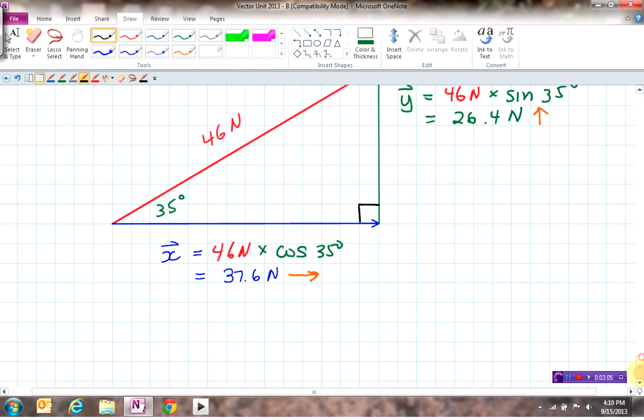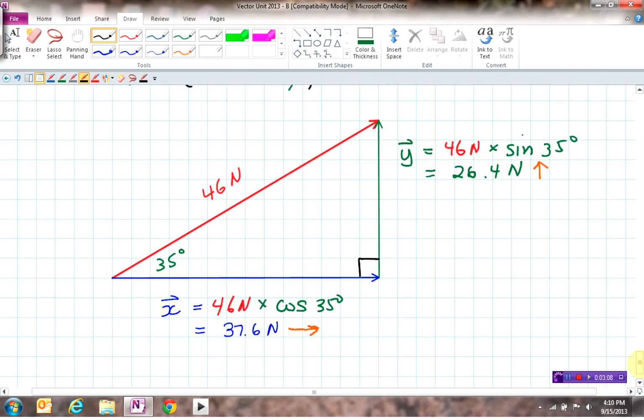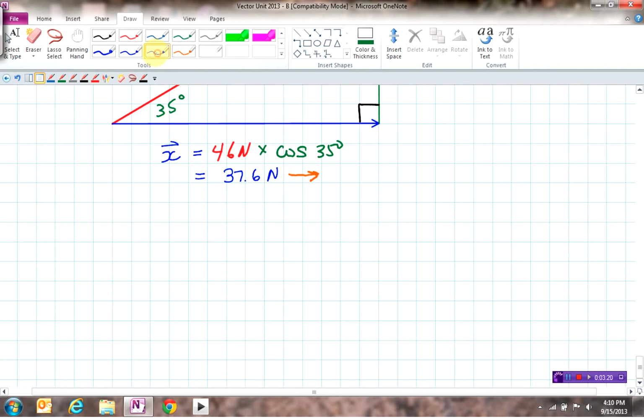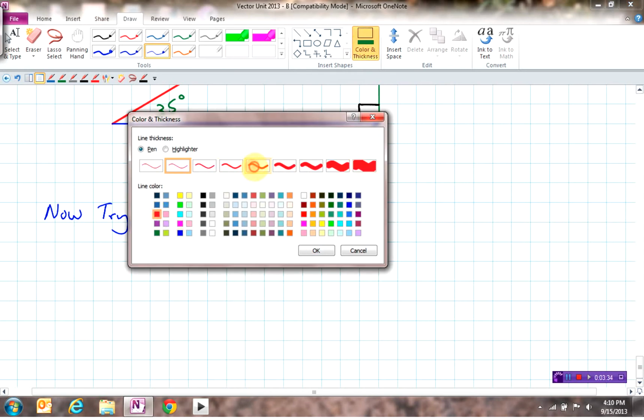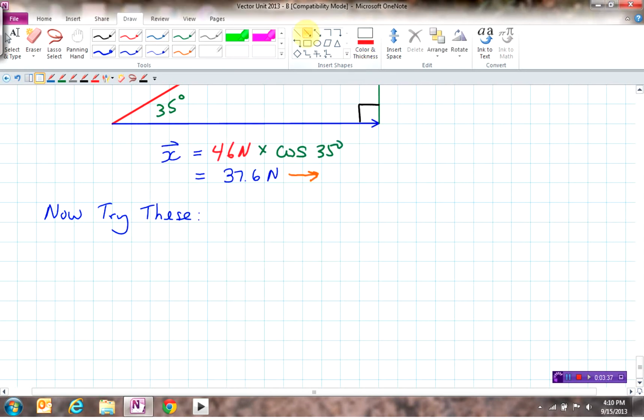Okay, now, if you get that, I'm going to give you 4 problems. Try these. Pause the video. Try them. Then look at the video again for the answers. Alright, so here's the first one. Now try these. Remember, I want you to find the orthogonal components of each of these vectors that I give you. They're all going to be colored red to start off with. I tend to use red as the resultant vector. First one will look like this.